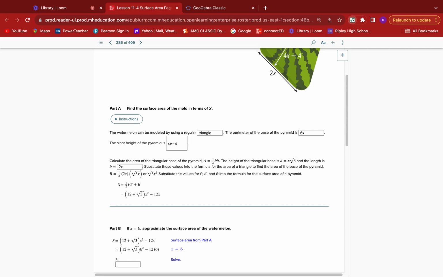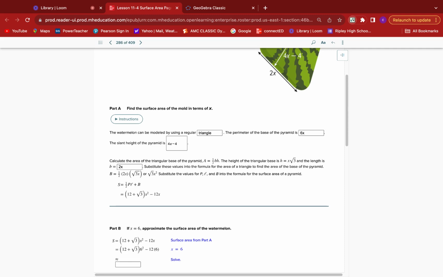I got 1/2 times 6x, and then the 4x minus 4. Tell you what, I'll take care of this first. That way people don't get confused. And then I'll add on the base. All right, so 1/2 of 6x is 3x. Now I'm going to distribute here. 3x times 4x is 12x squared. There we go. All right, 3x times a negative 4 is a negative 12x.